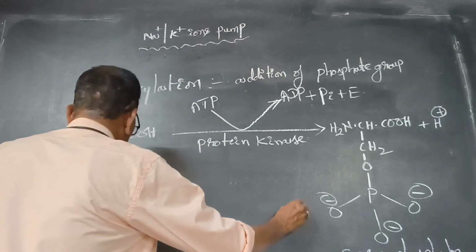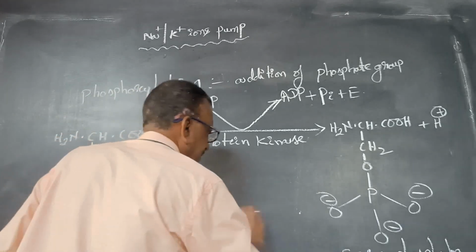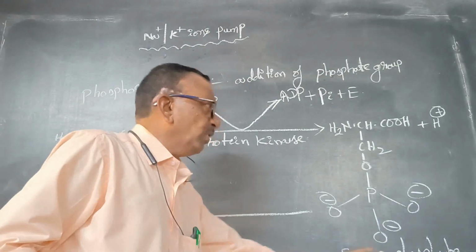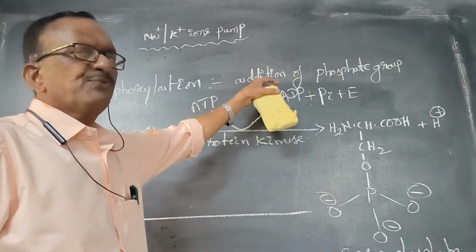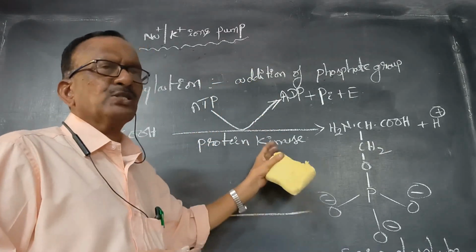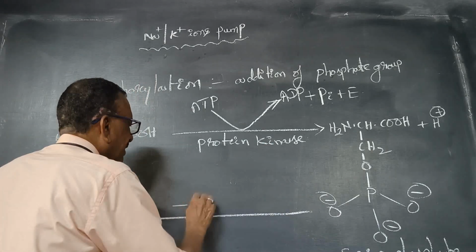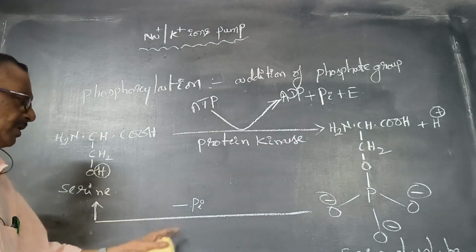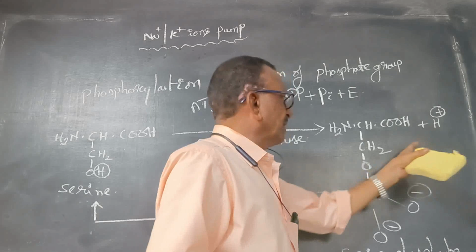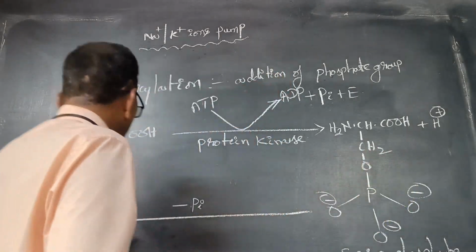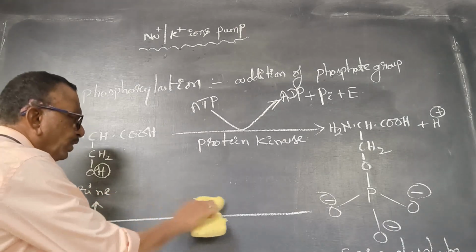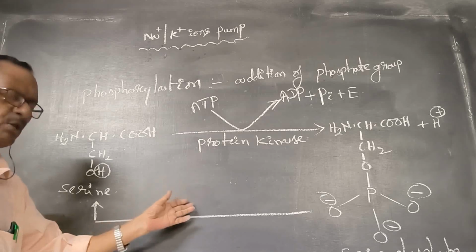That means here I will write directly like this. Once again it is given. So addition of phosphate group is phosphorylation. Dephosphorylation means removal of phosphate group. So here I will write minus Pi. Phosphate group is removed. As a result, what happens? Once again this H will combine with this O, and we are getting once again serine. So this is dephosphorylation. Here it requires no energy.